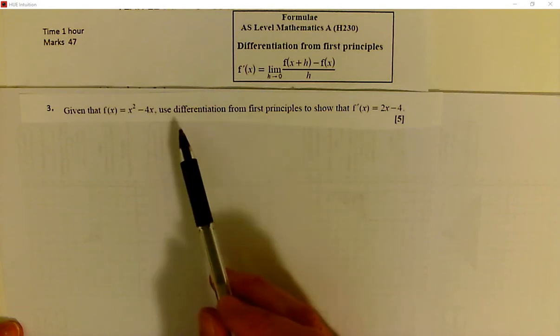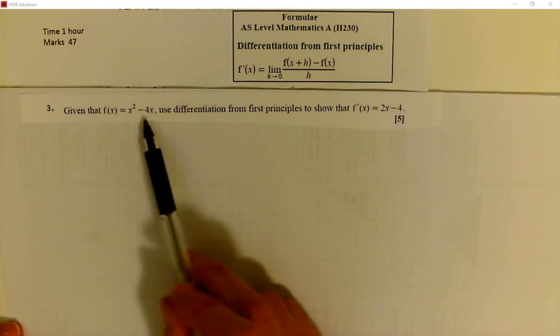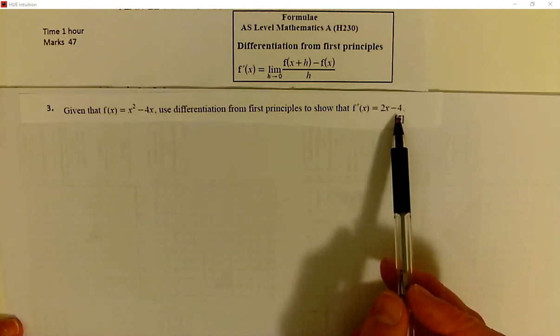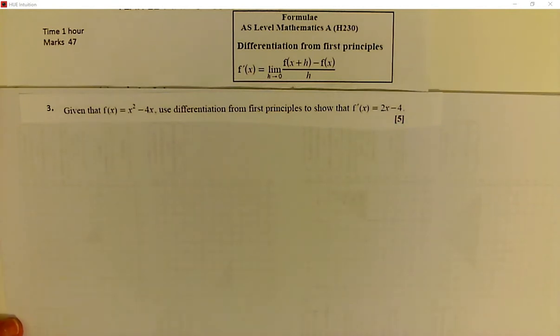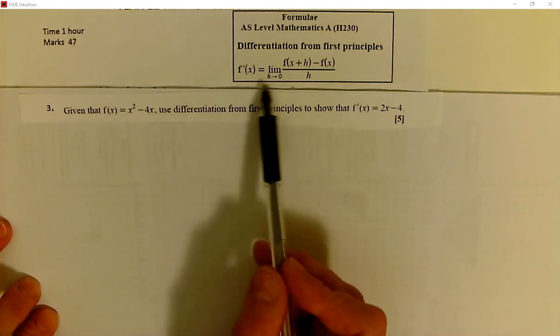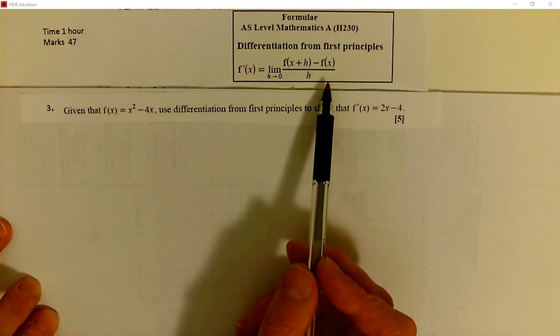The other phrasing might be: prove that the derivative of x squared minus 4x is equal to 2x minus 4. It's a standard thing they're going to expect you to do at some point in one of the papers. Luckily, you get given the formula for it. So that helps, doesn't it?